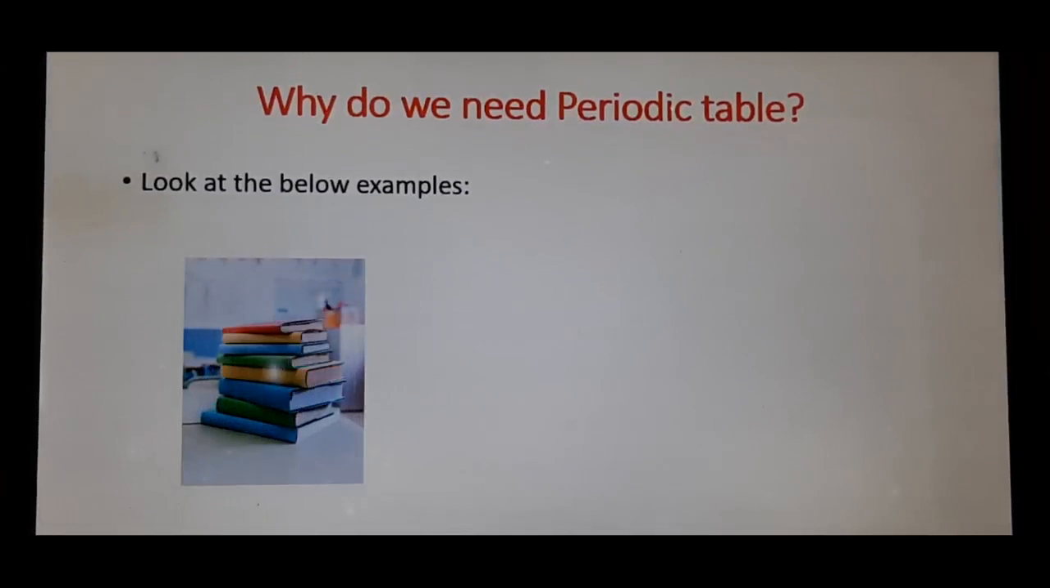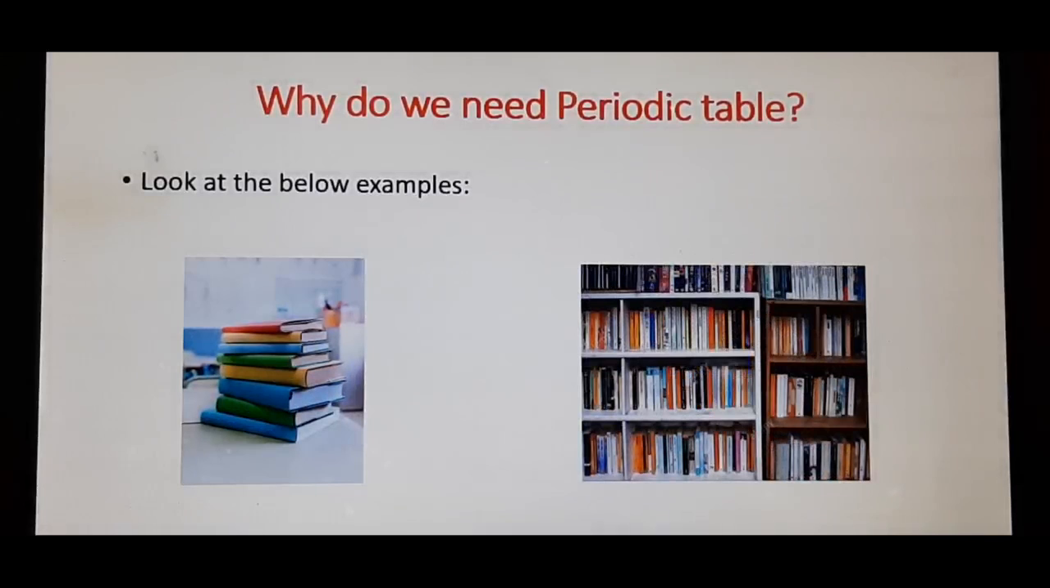For this, you just have to look at the examples given below. In the first example, if you see, this is an unorganized pile of books. If I say, just get me a maths book or a science book, it will be very difficult for you to find it. But here, all the books are arranged systematically. Here might be chemistry books, here mathematics books, physics books, English books, and so on. So it will be much easier for you to get any required book.